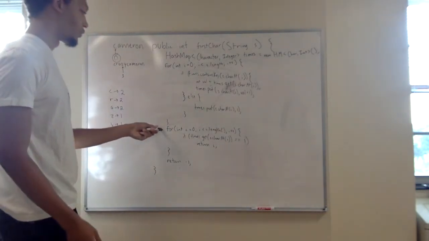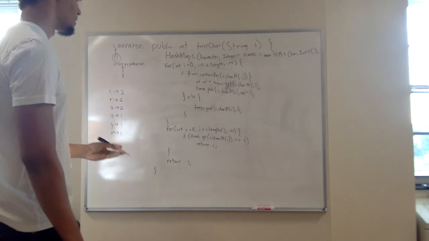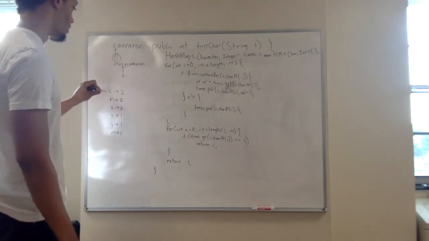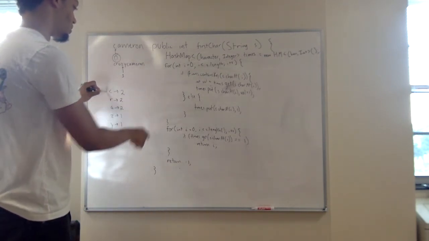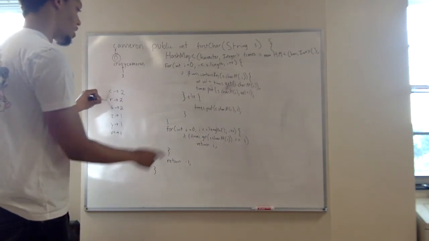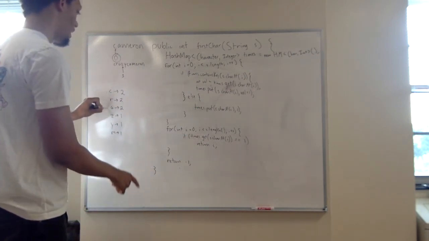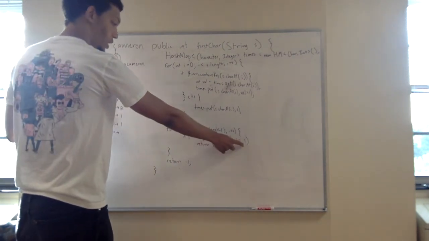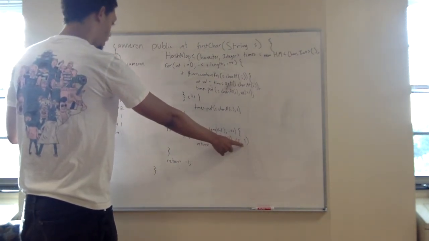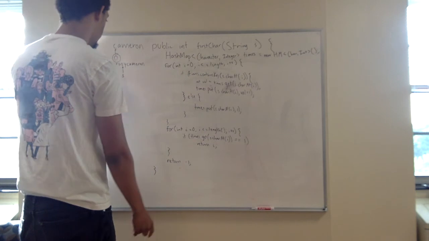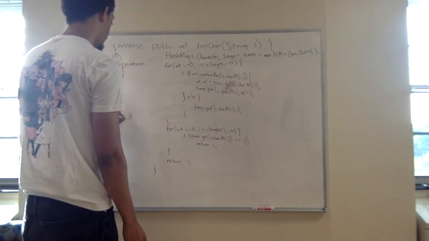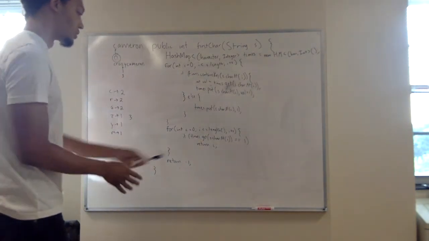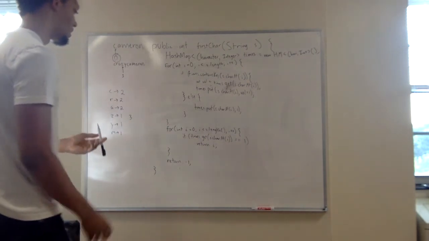Now when we go through this for loop for the second time, we get to 0, but C points to 2, so we're going to skip it. R points to 2, so we skip it. A points to 2, so we skip it. Z points to 1. And so at this point, i is equal to 3, because this is index 3 in our string. So we're going to return 3.